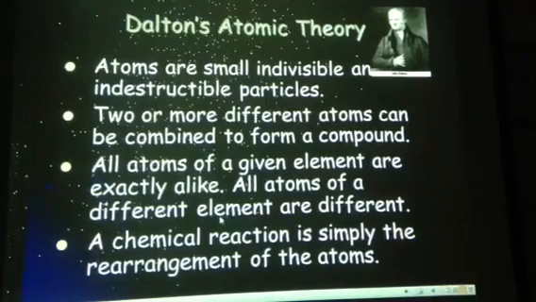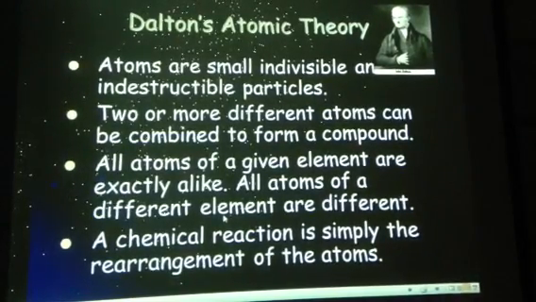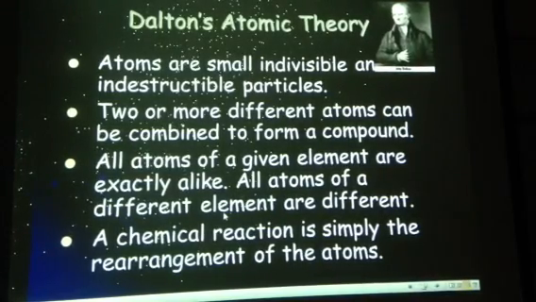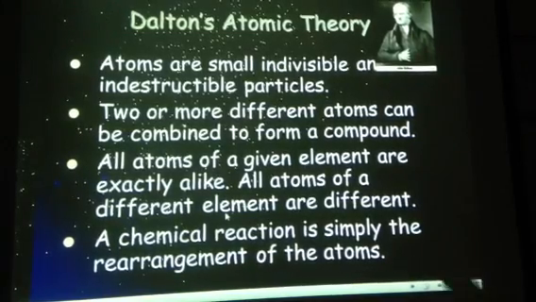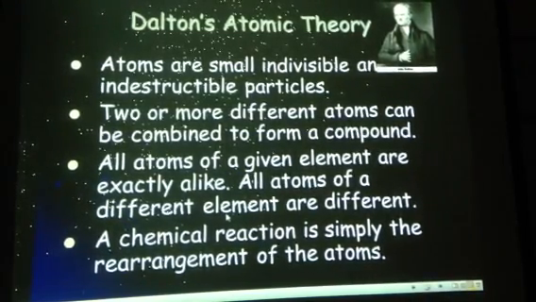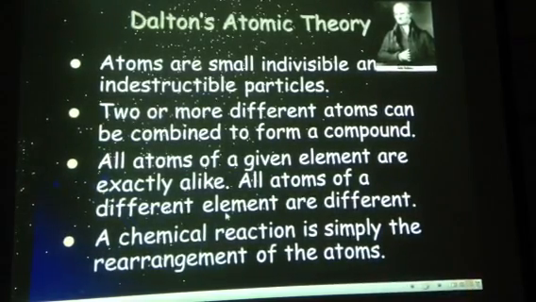This is Dalton's atomic theory. So Dalton was one of the first scientists to really come up with a theory on atoms besides Democritus. Okay, and he had 4 postulates, and these are the 4 postulates. And postulates is just a fancy word for rules. So you can fill this in on page 4 next to Dalton. So you can see his 4 postulates there.